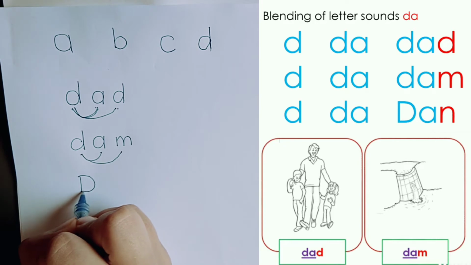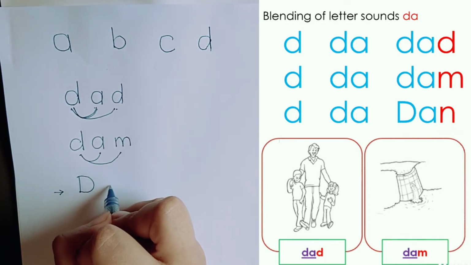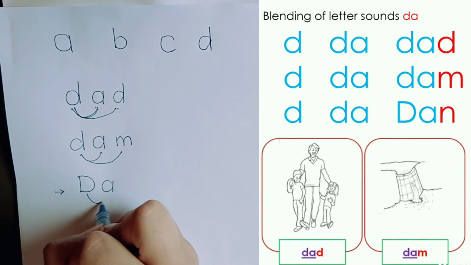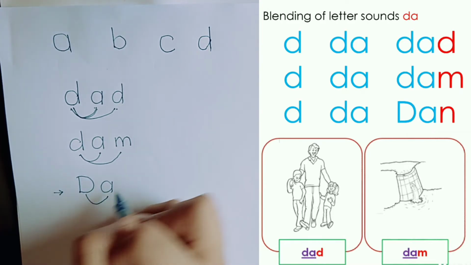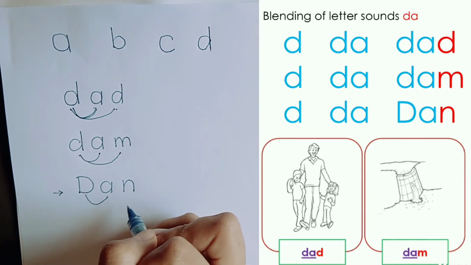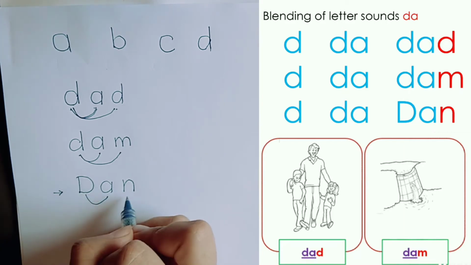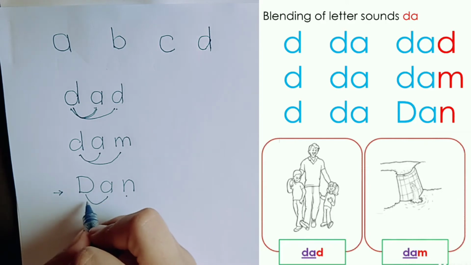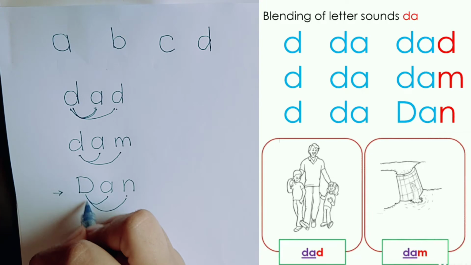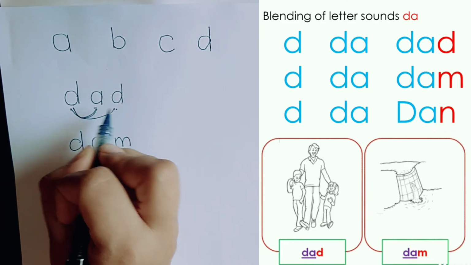Now this is the capital D, where we use the capital D where there is a name. D a da, d a da, like the beavers. D a da, this is letter N and the sound is D a da, Dan, Dan. Once again, d a da, d.